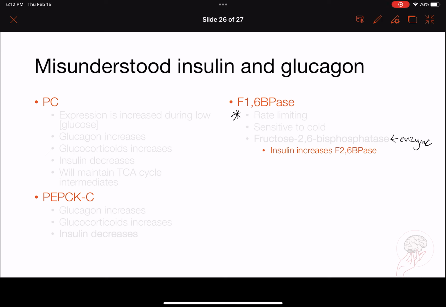Insulin increases fructose 2,6-bisphosphatase. Glucagon decreases fructose 2,6-bisphosphatase. That's because this enzyme is part of glycolysis. It stimulates phosphofructokinase.